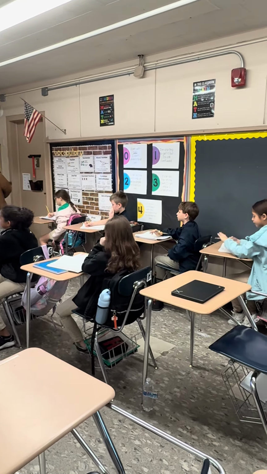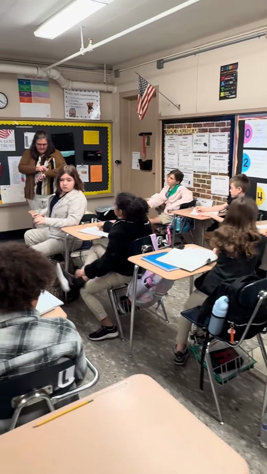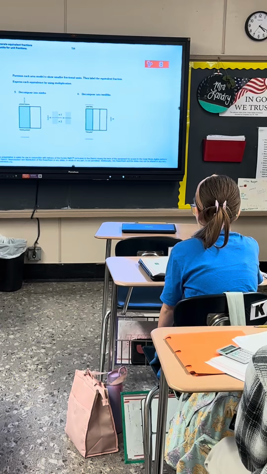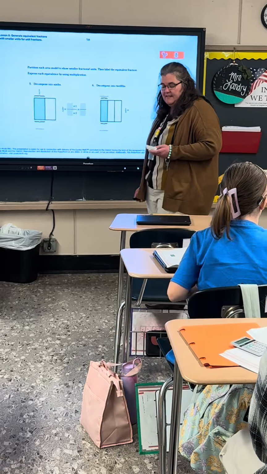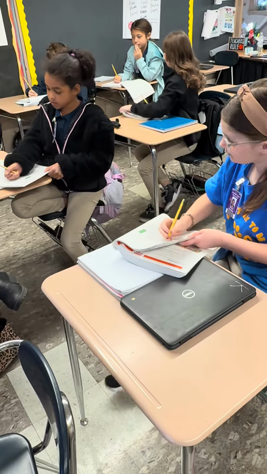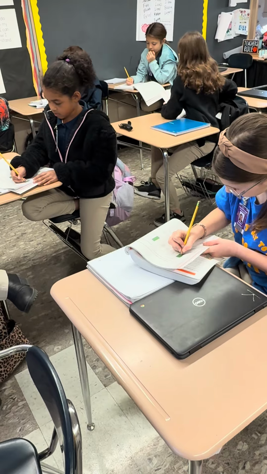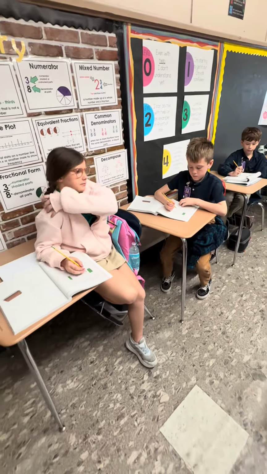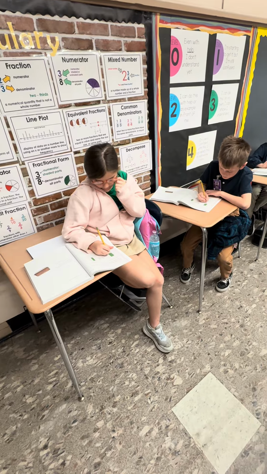Ready? 1, 2, 3. 6. So turn and talk to your partner and do number 5 together. Now we have 12, and we have 6 shaded, so I think it's 6/12.